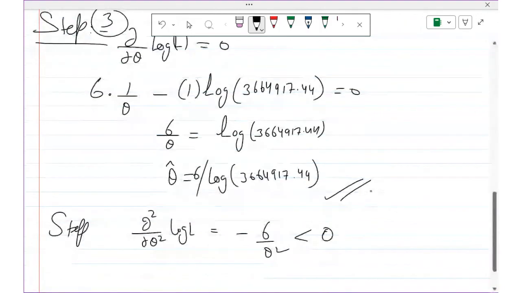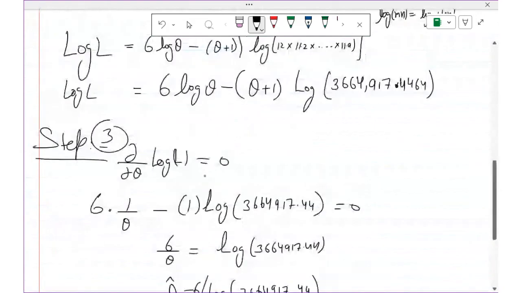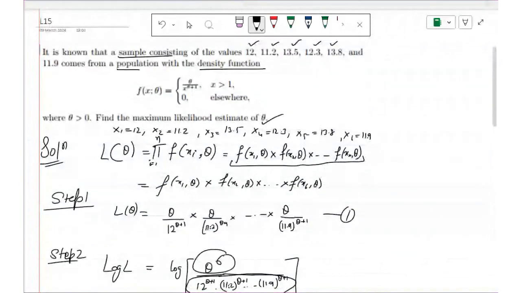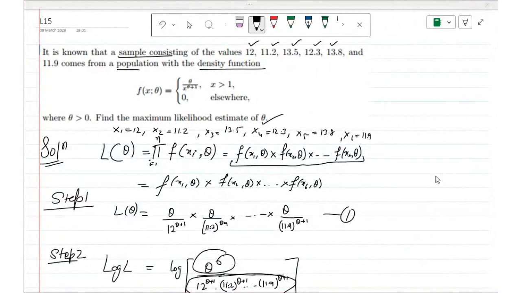Any doubt, students? Any doubt in this question? If any student has a doubt, you can ask. Otherwise, I will move to the next example. Next example is this one.